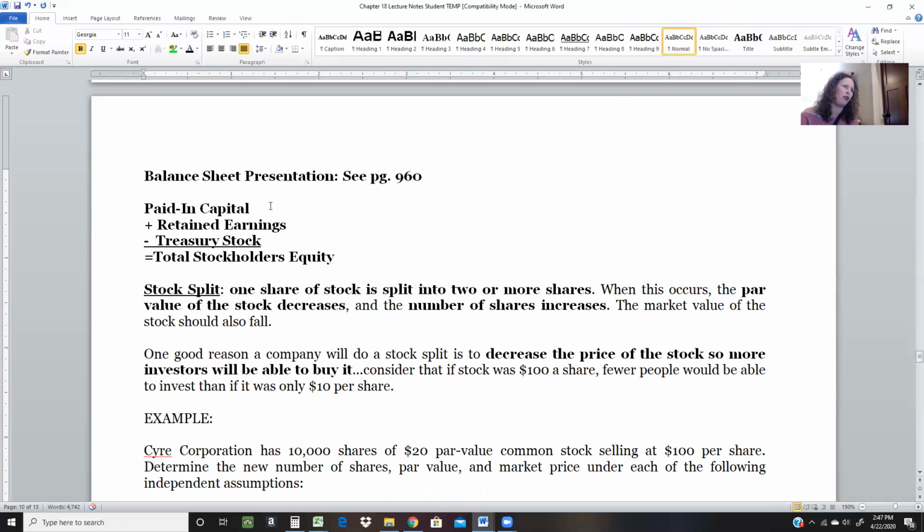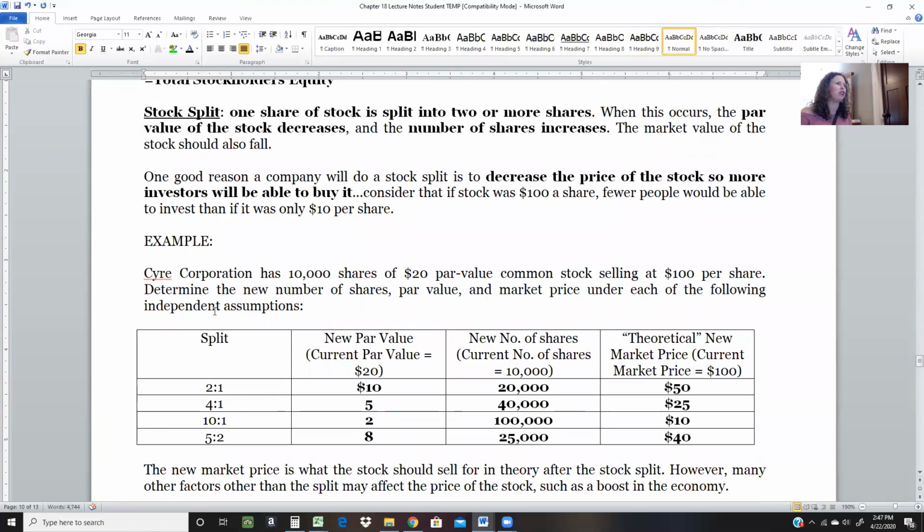So we have paid-in capital, that's money from owners, retained earnings, and then we reduce it by treasury stock because this is a contra asset. So let's talk about the concept of a stock split.